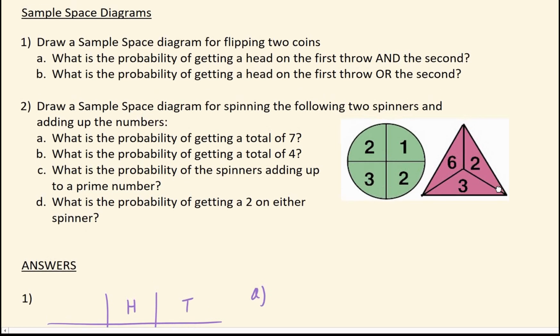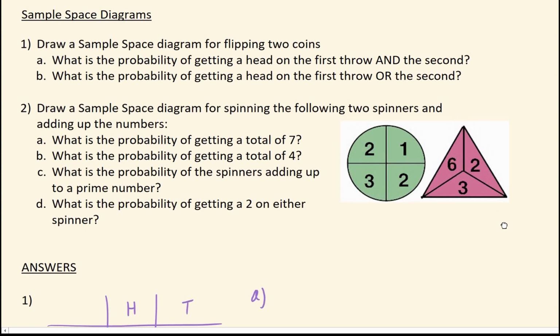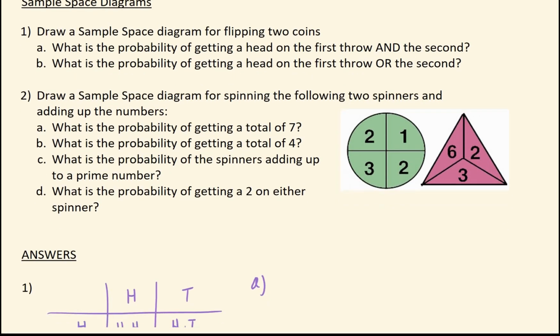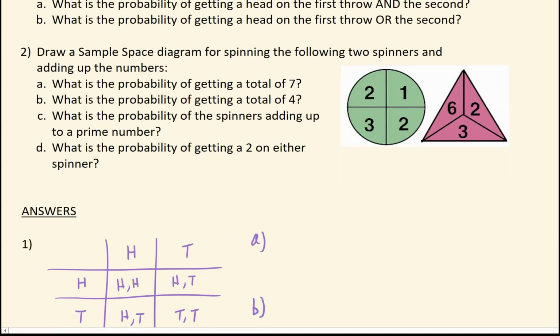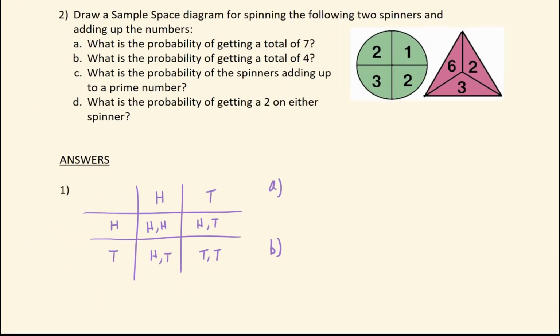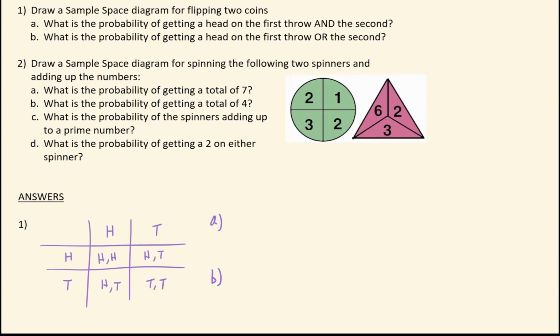Okay, some questions to try if you want to. Feel free to pause it and give them a go. They're also in the link in the description. For question 1, to get you started, your sample space diagram should look something like that. You can try working out the answers to 1A and 1B. Question 2 is a lot more similar to the example I went through earlier.